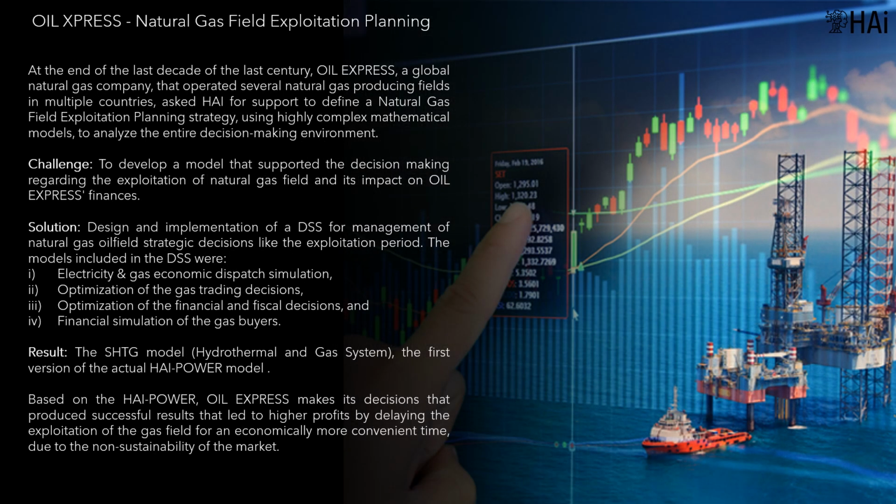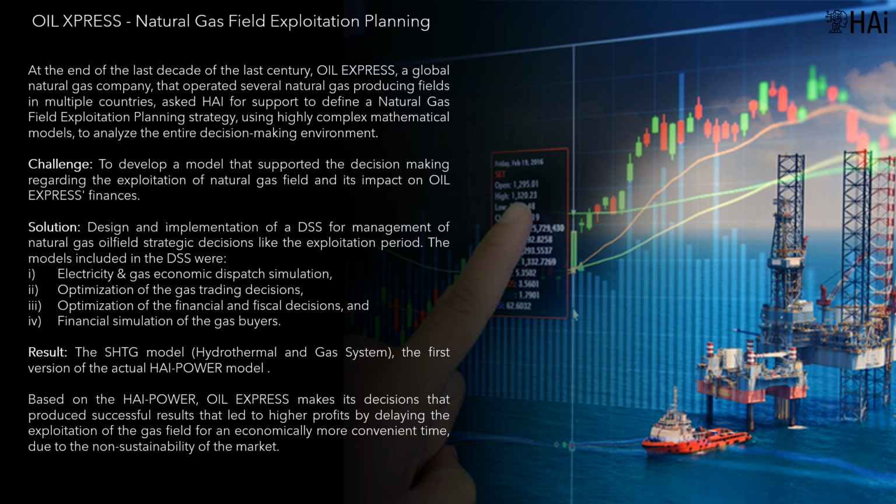At the end of the last decade of the last century, Oil Express, a global natural gas company that operated several natural gas producing fields in multiple countries, asked High for support to define a natural gas field exploitation planning strategy, using highly complex mathematical models, to analyze the entire decision-making environment. The challenge was to develop a model that supported the decision-making regarding the exploitation of natural gas field and its impact on Oil Express finances. Oil Express, Natural Gas Field Exploitation Planning.